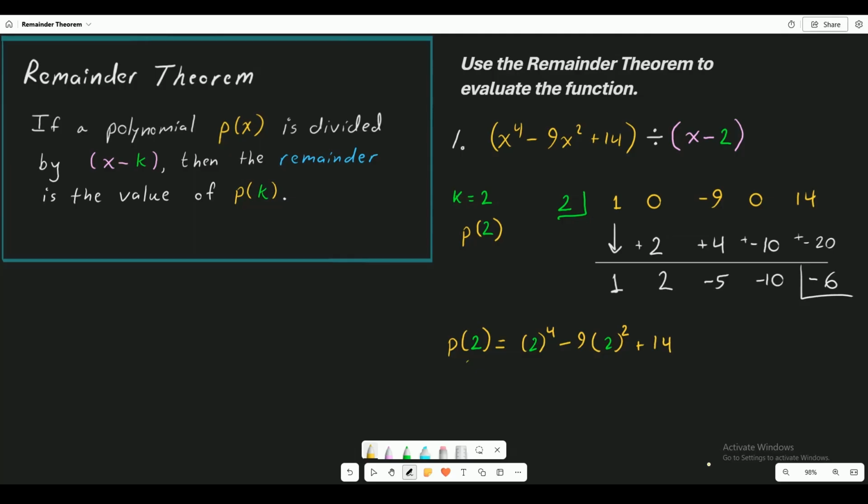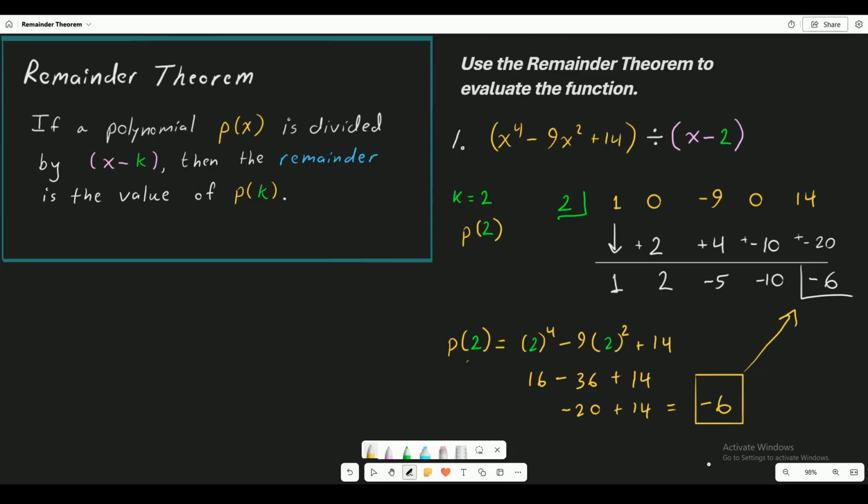2 to the fourth is 2 times 2 times 2 times 2. 2 times 2 is 4, times 2 is 8, times 2 is 16. So 16 minus, well, 2 to the second power is 4. 9 times 4 is 36, plus 14. All right? And 16 minus 36 is minus 20 plus 14 equals negative 6. Look at that. The remainder theorem holds true. That's how we do it.